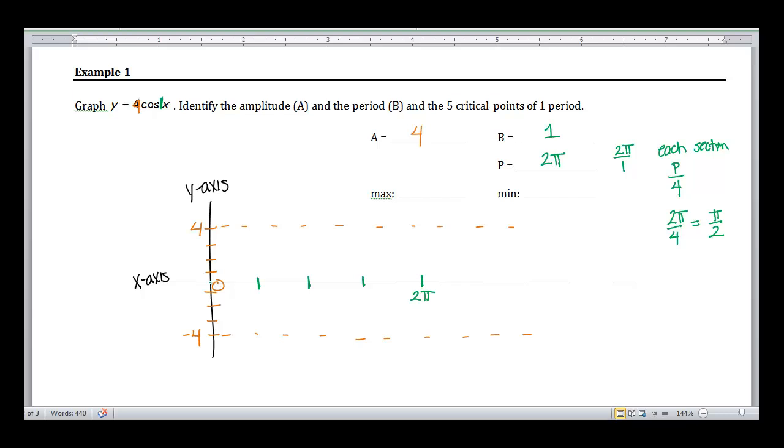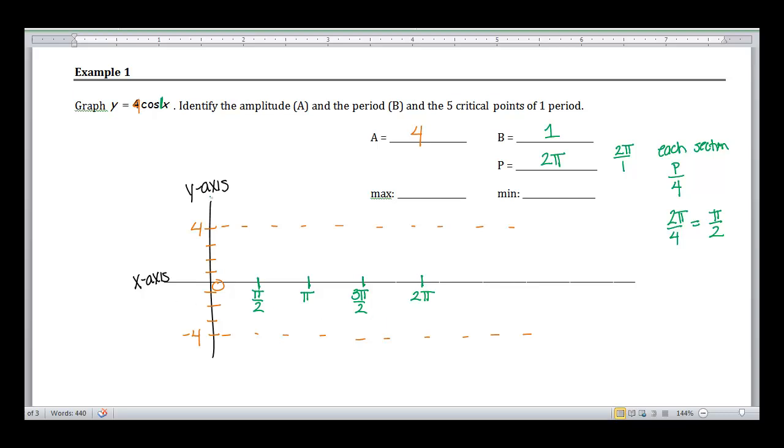So if I'm at 0 and only travel one section's length, I've traveled pi over 2. From here, if I go another half pi, I've done 2 half pi's, or pi. 1/2 plus 1/2 is 1. If I travel another length, I'm at 3 pi over 2. And if I travel that last length, I'm at 2 pi.